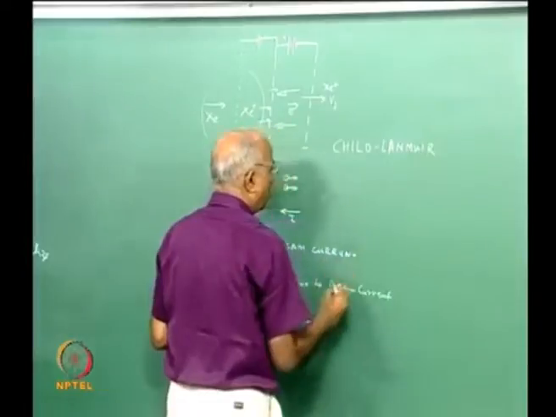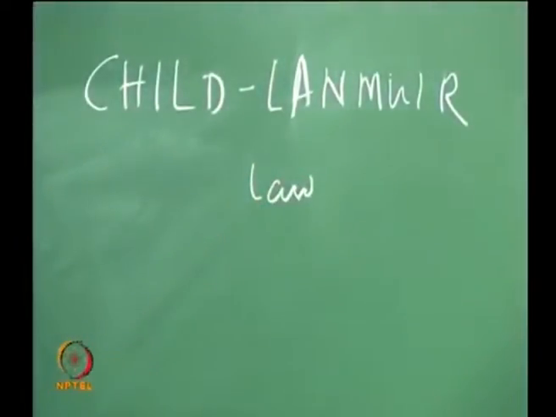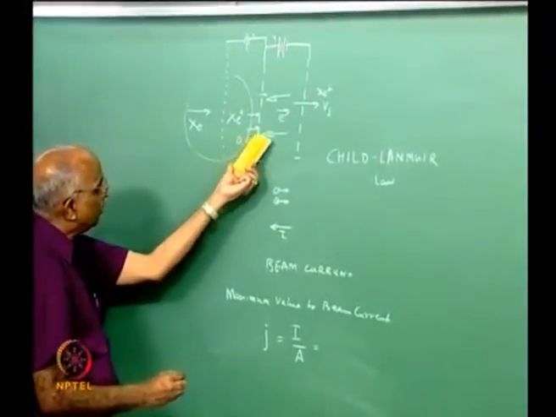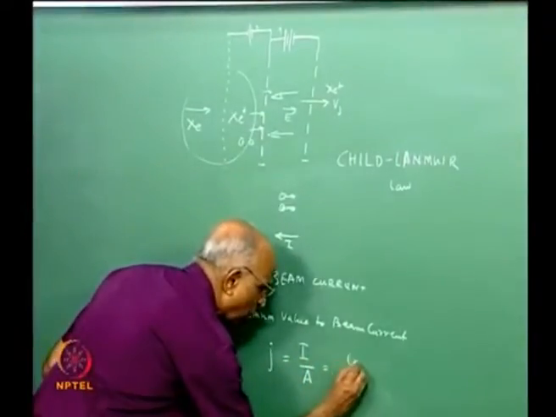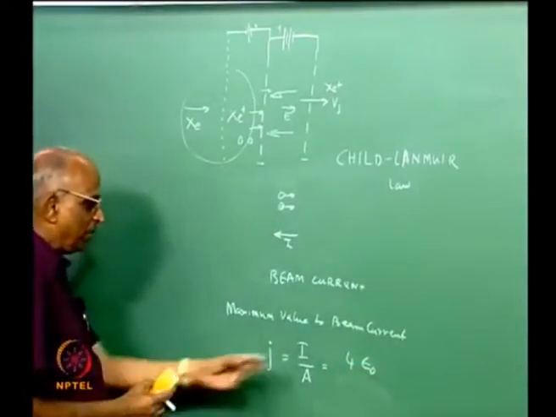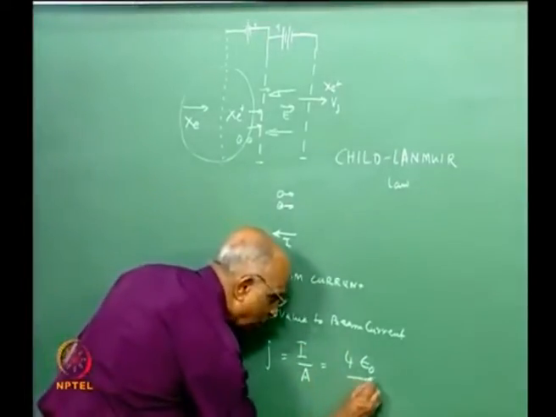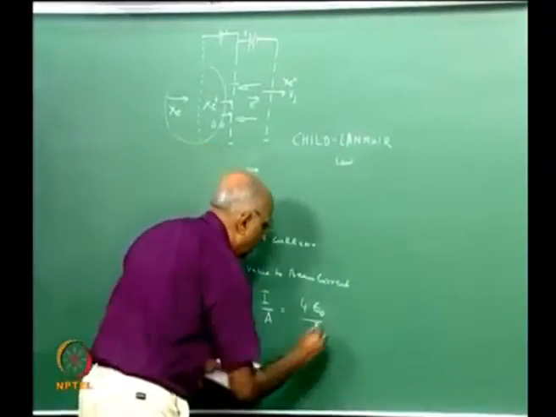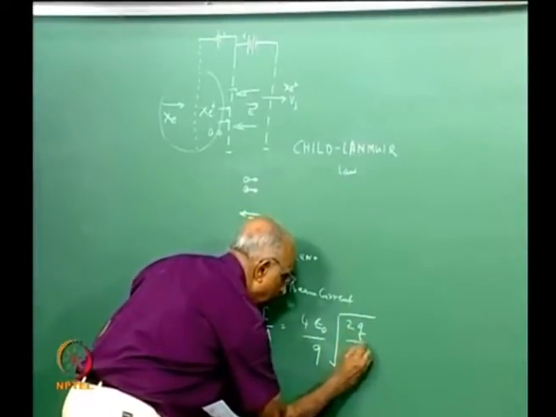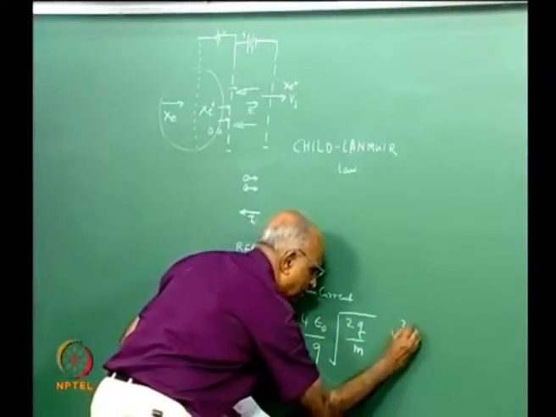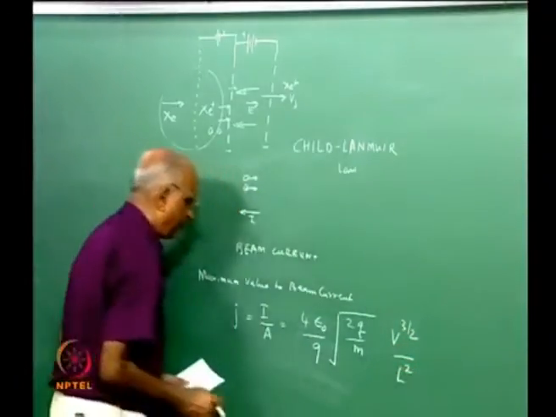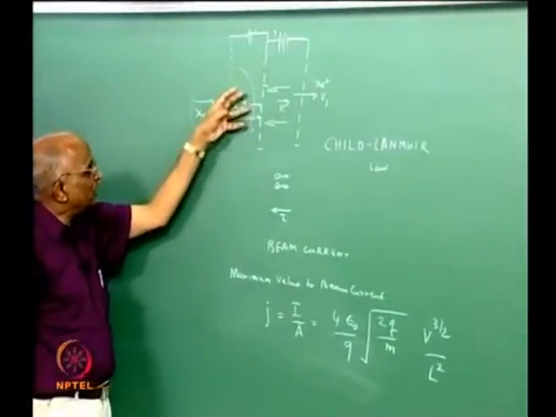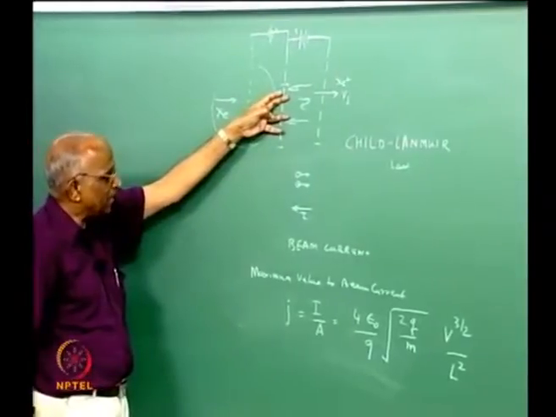It is very easy to derive this law, the Child-Langmuir law, which says that the maximum value of current density, which stops further extraction, is given by 4 times the permittivity of free space divided by 9, into 2Q by M, into the voltage to the power 3 by 2 divided by L square. In other words, there is a limiting value of beam current beyond which it is difficult to extract the ions over here and the thruster will fail.